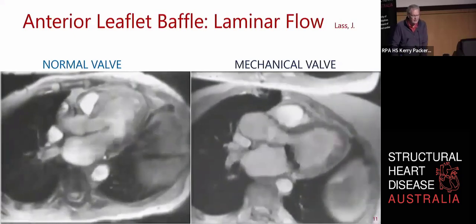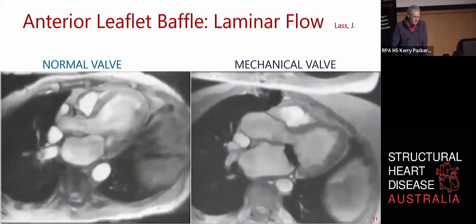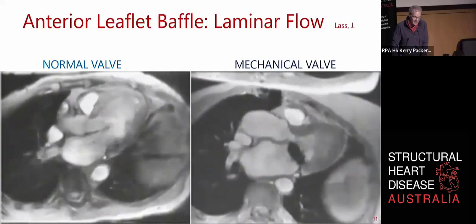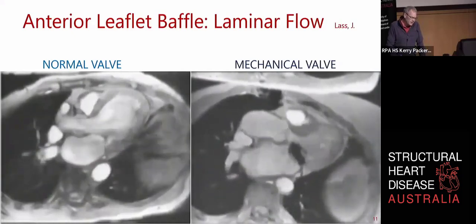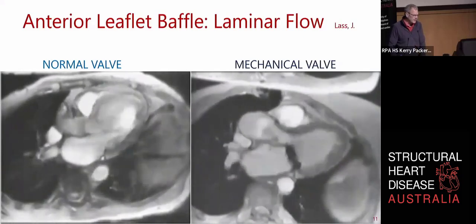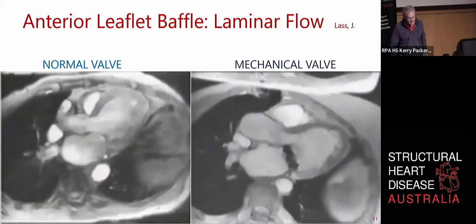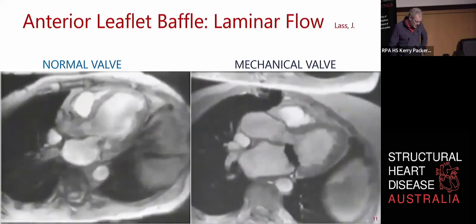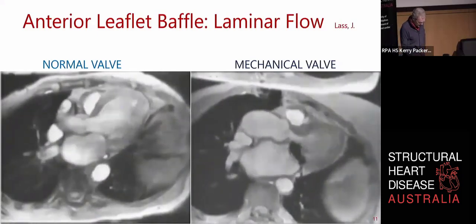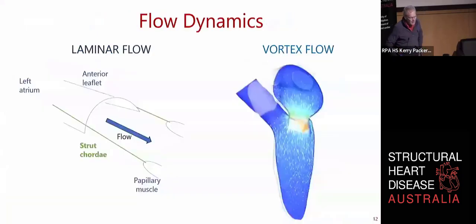On the right-hand side, we have a patient who's got a mechanical valve in, and the anterior leaflet has been excised. The blood flows through the mechanical valve into the ventricle and simply floods the ventricle. There's turbulent flow, and the ventricle needs more work to re-establish outflow. So the laminar flow is generated by the anterior leaflet.